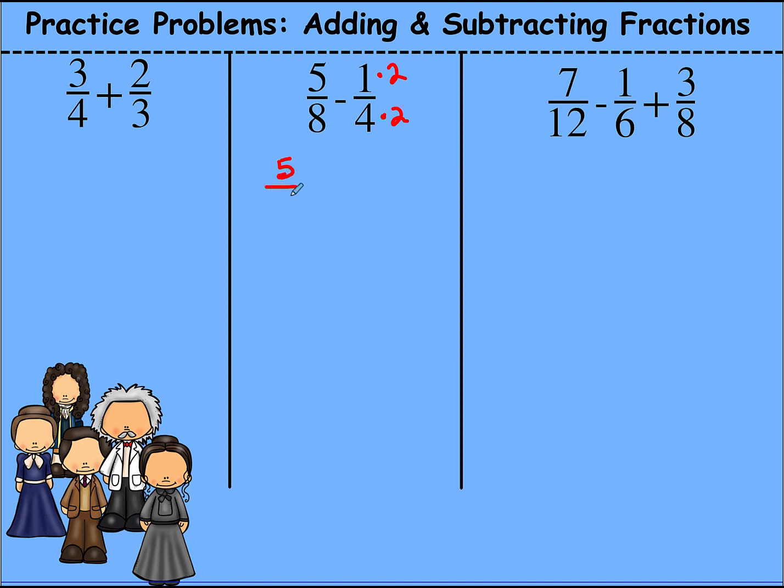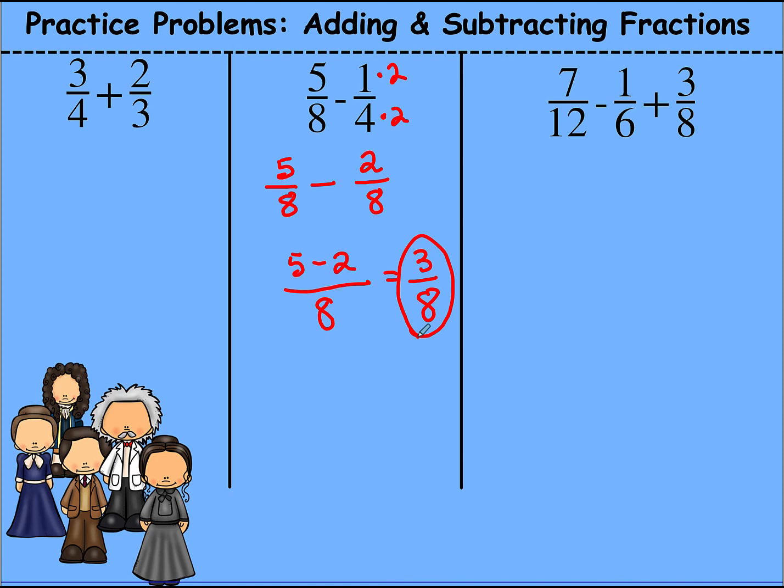So now I have 5/8 minus 2/8. I keep the denominator, and in this case it's subtraction, so I subtract the numerators. 5 take away 2 is 3, and I have 3/8. And since 3 and 8 have no common factors other than 1, 3/8 is my difference.